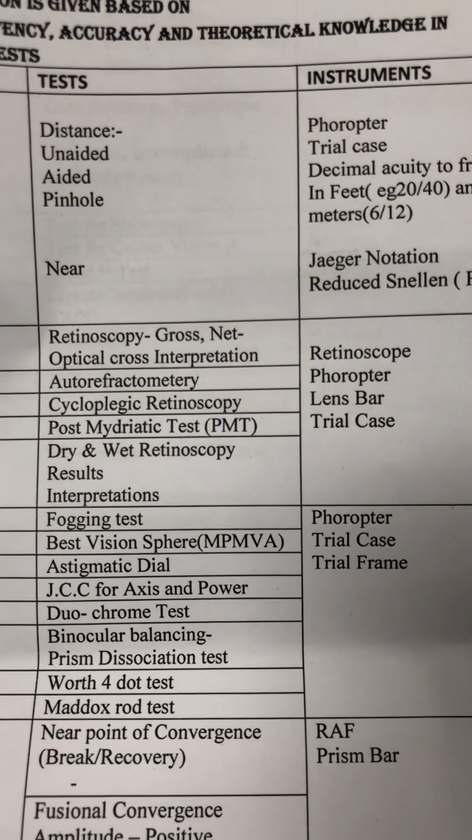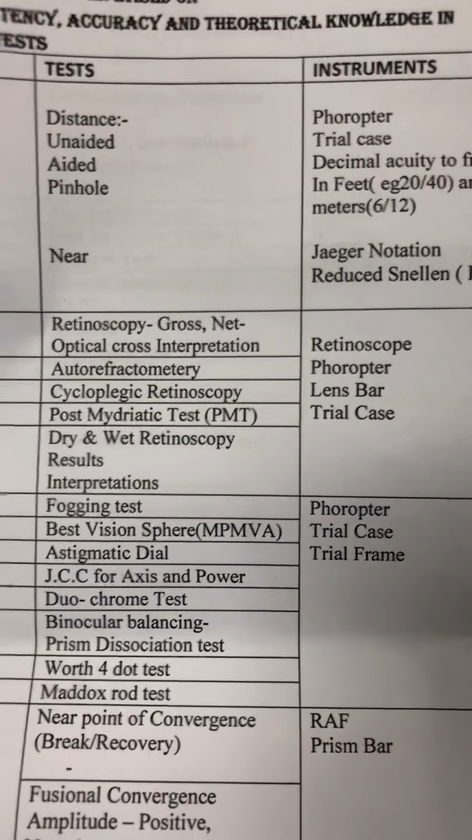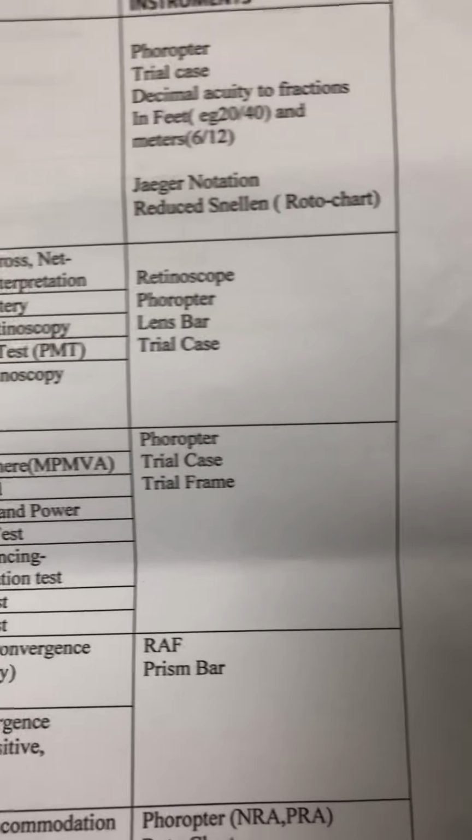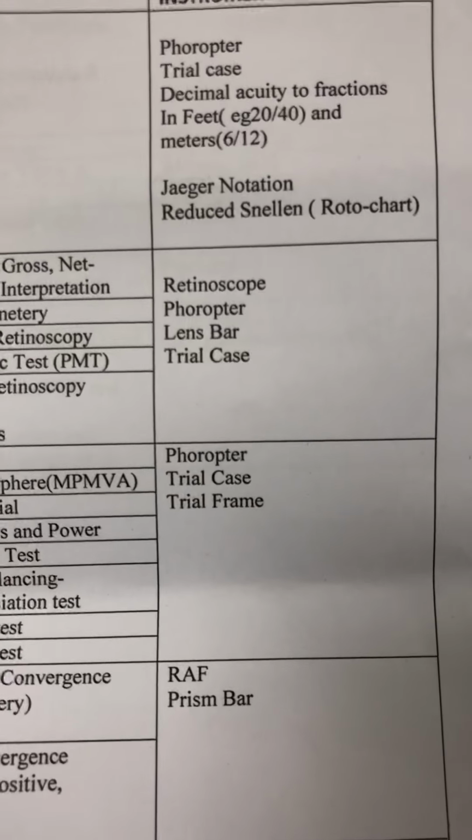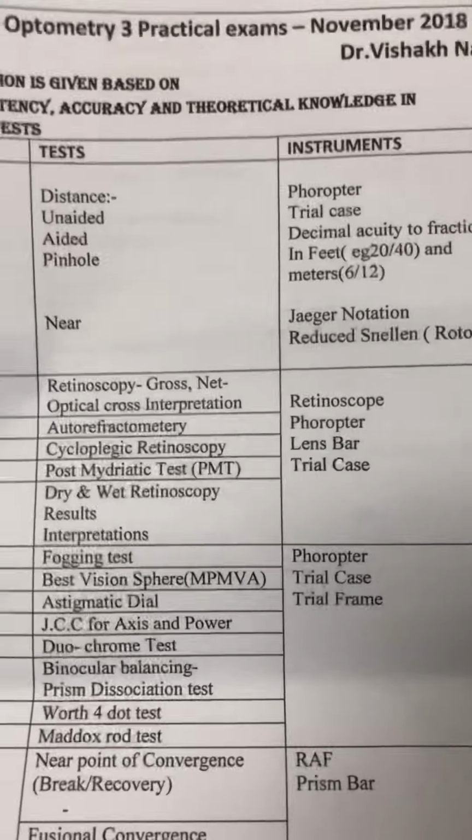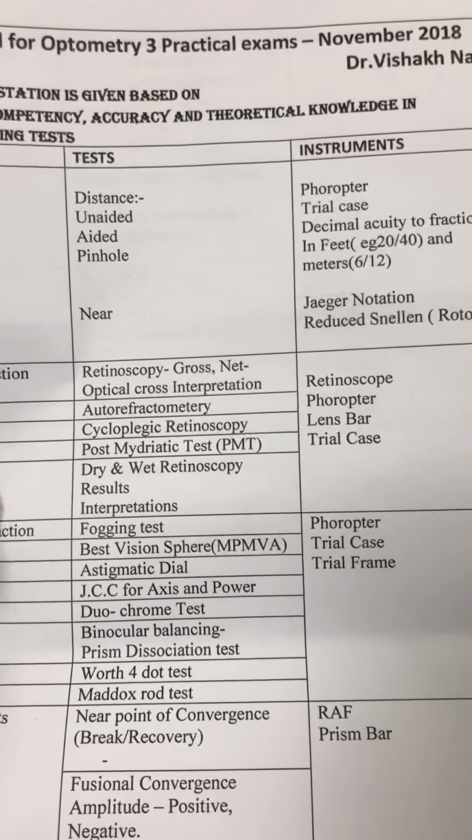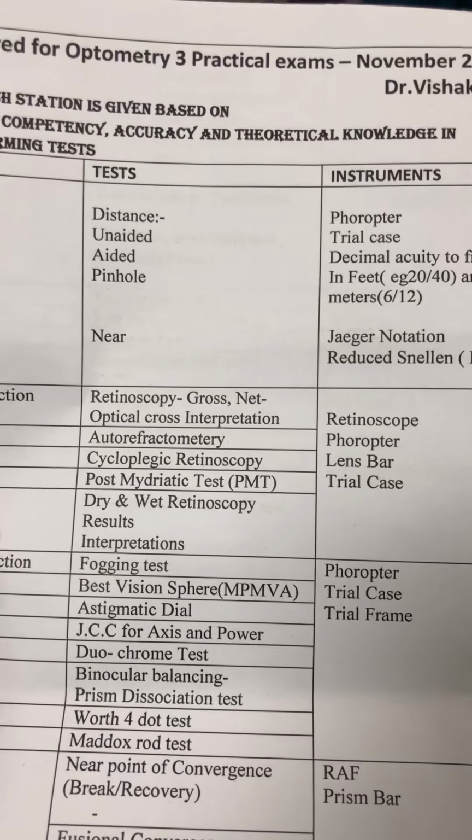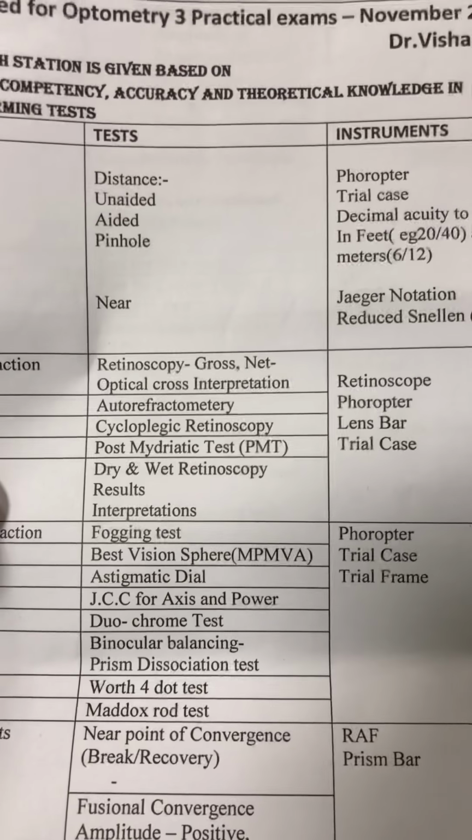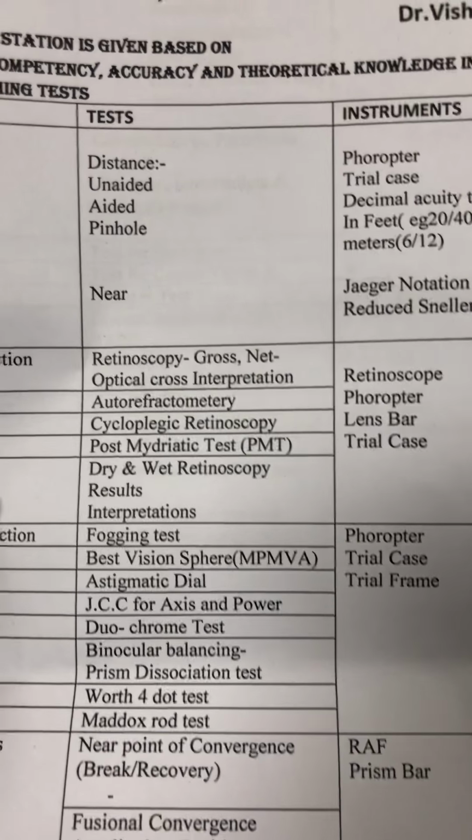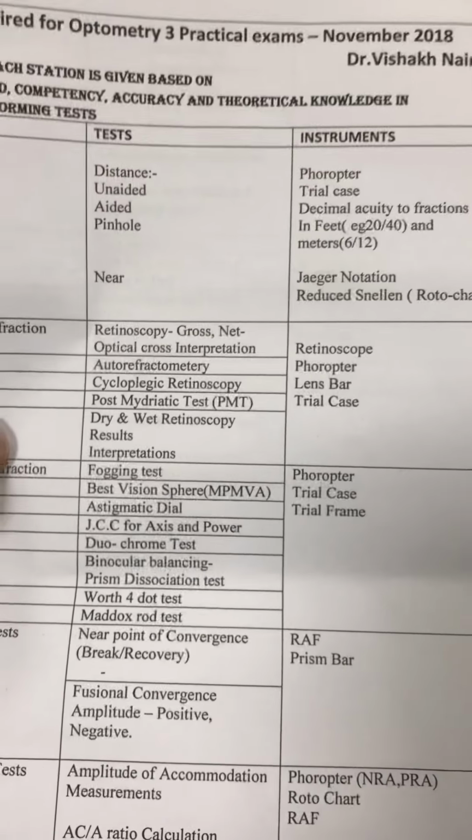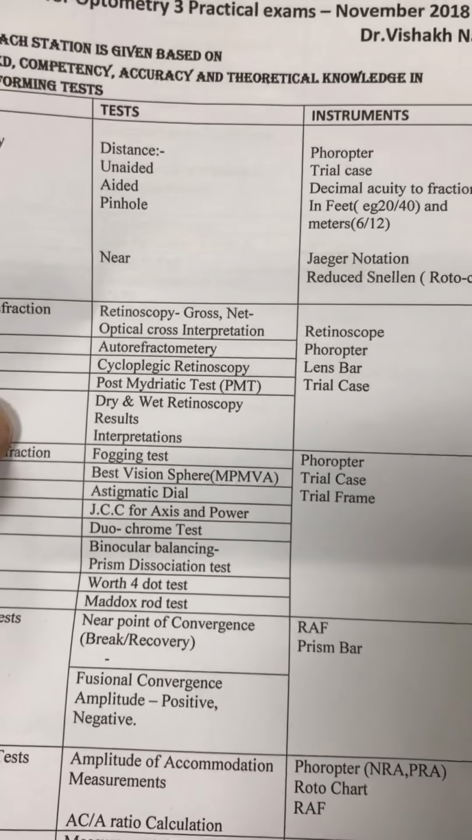So, the dry and wet results interpretation. You know how to do that. I always used to give you a lot of examples. Dry value, wet value. What is the difference between dry and wet? What is the difference between the wet value and the cycloplegic retinoscopy? Wet and dry, it's the same. Wet means with the drug. Interpretation means, if I show you the difference, how much is the drug correction? So this is about objective refraction.